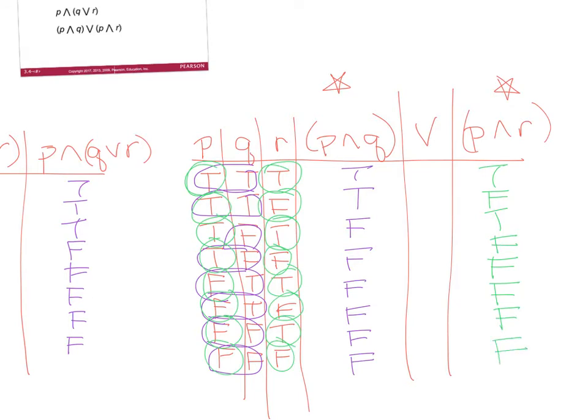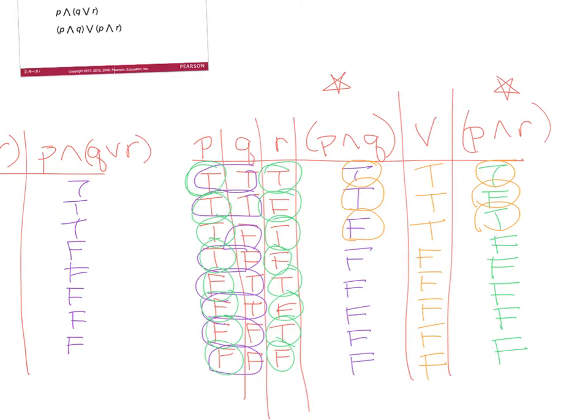Then for the disjunction, we need to bring the two starred columns together. For a disjunction, only one of them has to be true. So we'll have a true, true, true. And if you notice the rest of the way down, everything's false. So all you have to do is compare those two columns to each other.